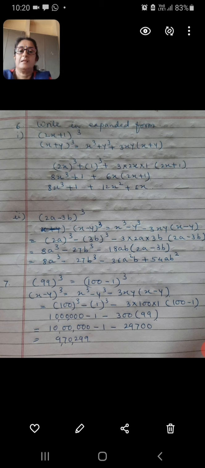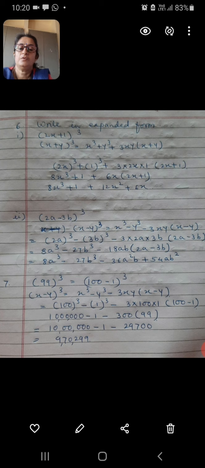The same identity with negative sign, (2a minus 3b) the whole bracket cube. Here we are going to use (x minus y) the whole bracket cube. Here we are going to consider 2a as x and 3b as y. So wherever x is there, replace with 2a. Wherever y is there, replace with 3b. You will get 8a cube minus 27b cube minus 36a square b plus 54ab square.